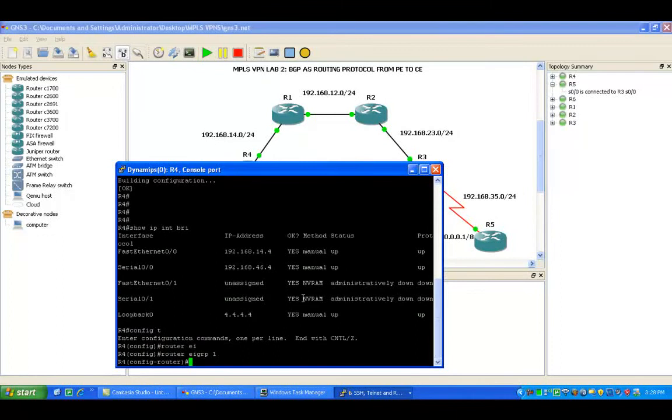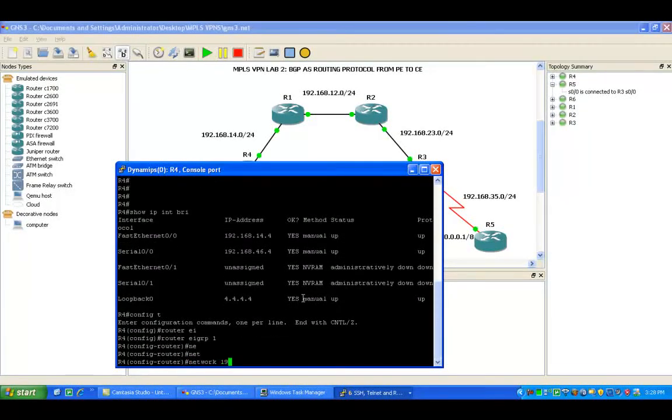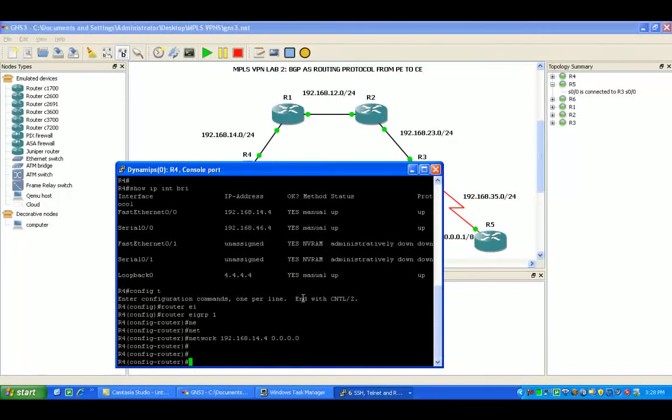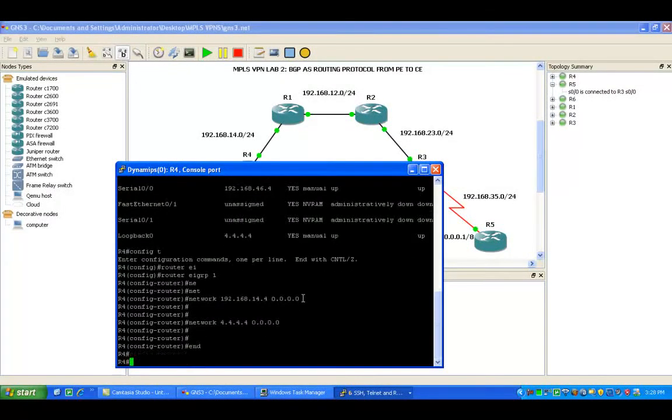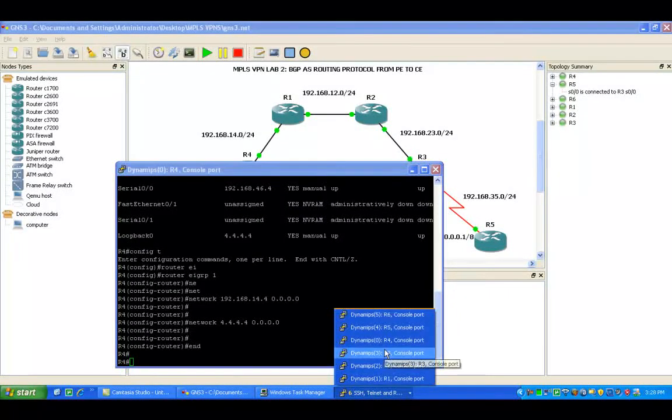We'll go under global configuration mode and do router EIGRP for autonomous system 1. And we are going to put in the network statement for 192.168.14.4 with all zeros, the host mask. Then we're going to do the network 4.4.4.4 for the loopback. We're going to use this for MPLS, for the label distribution protocol. We're going to be using the loopbacks for the router IDs for LDP, the label distribution protocol, to run across.